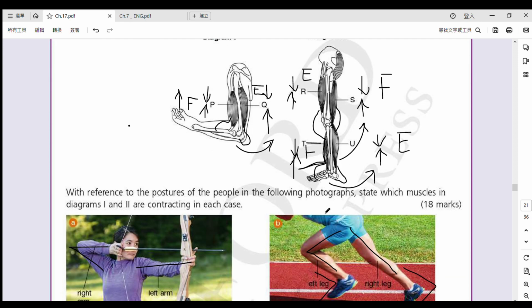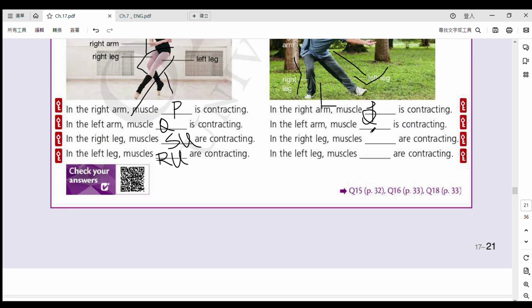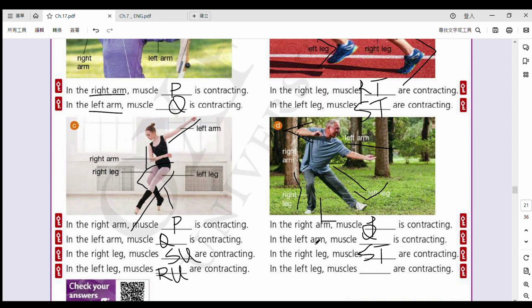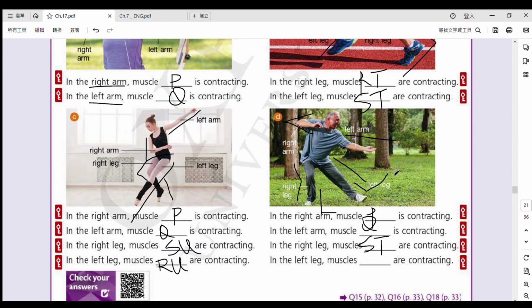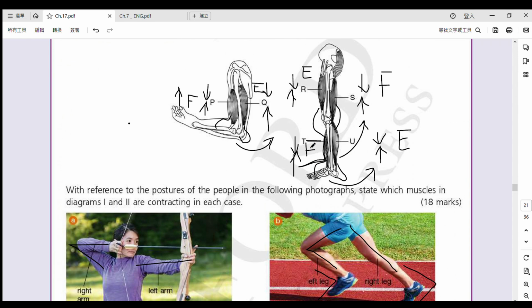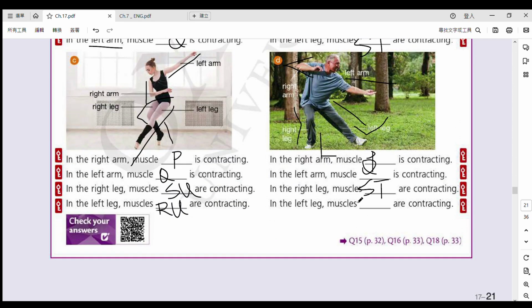兩個都係 bending，即係兩個都係 flexor S T。Left leg 上邊 upper part of the leg straightened extensor R。Bottom part bending F。This one T，所以 R and T。Okay, so that's all for this video.